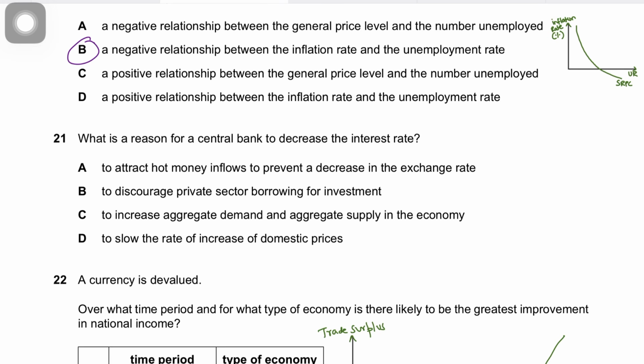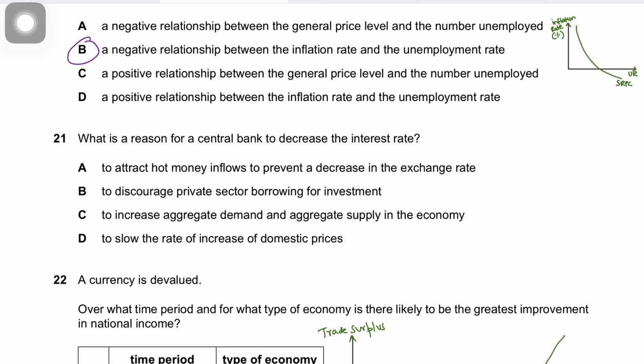Now, what is the reason for a central bank to decrease it? Obviously, it's a monetary expansionary policy. So, to attract hot money inflows, no, that should not be the correct answer, because lower interest rates would usually make a currency less attractive to foreign investors. So hot money inflows are more likely to fall, not rise. Maybe there would be more hot money outflow.